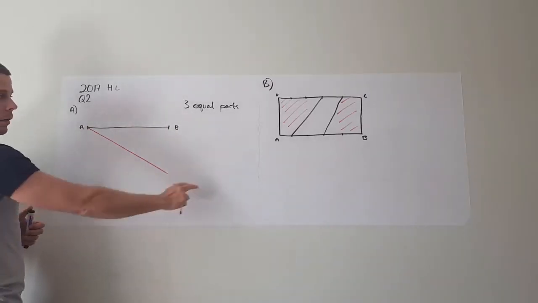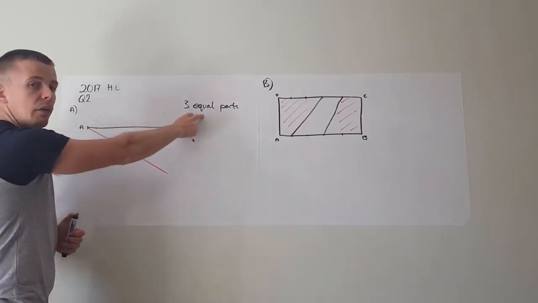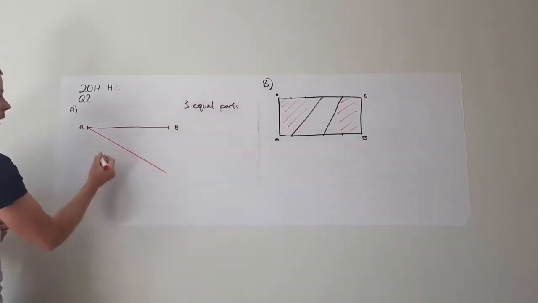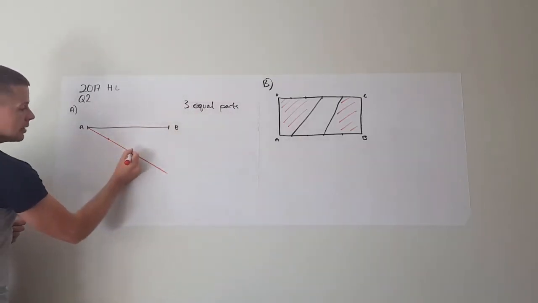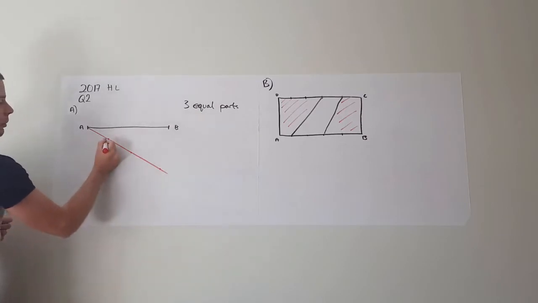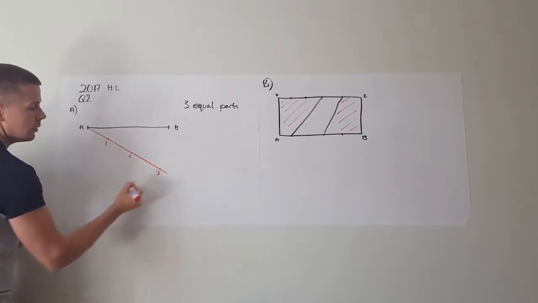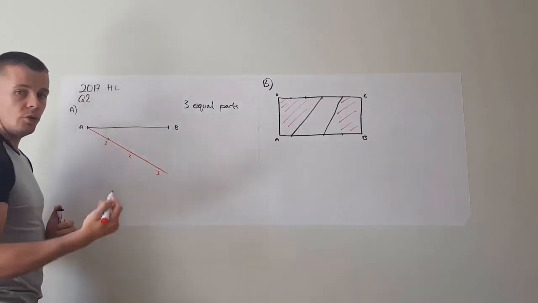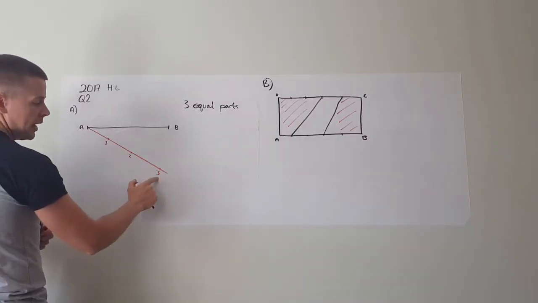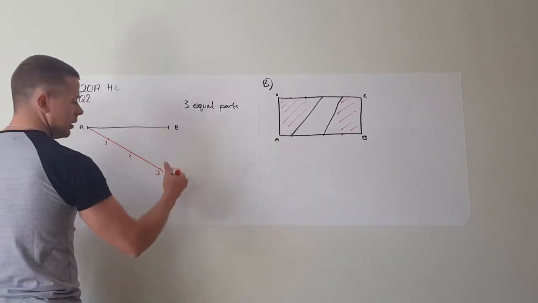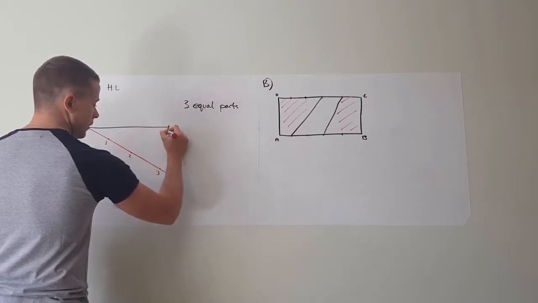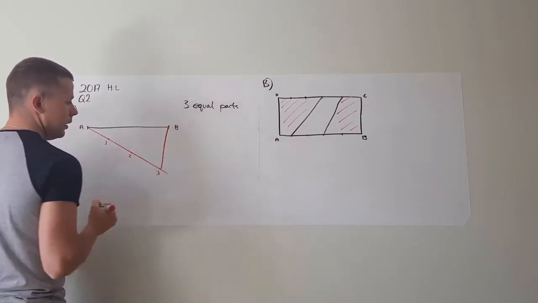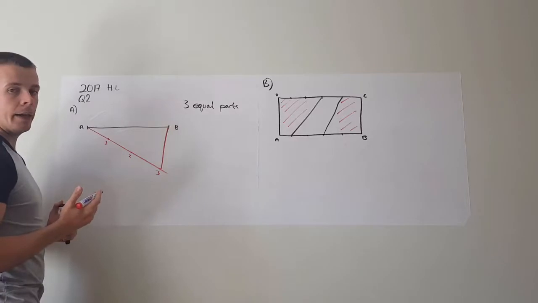Along this line, I'm going to measure the number of equal parts that I have. With a ruler, you would step out 3 equal spacings here, and then you would label them 1, 2, 3. What you do then is, with a straight edge, you join your last point to the end of your line. That creates an angle.